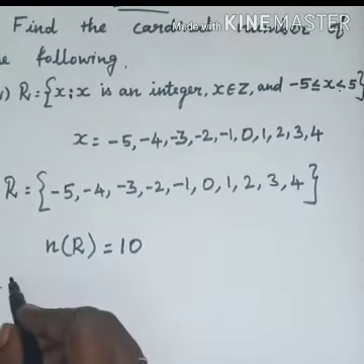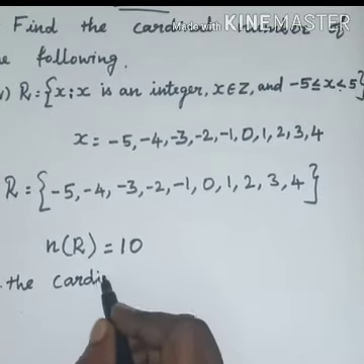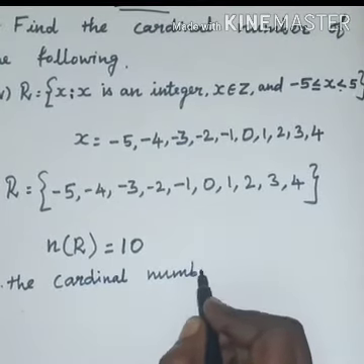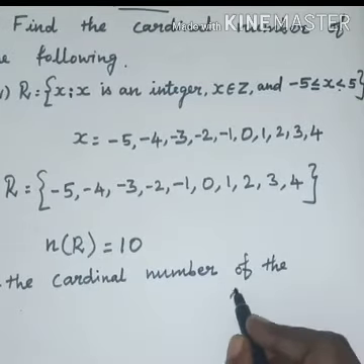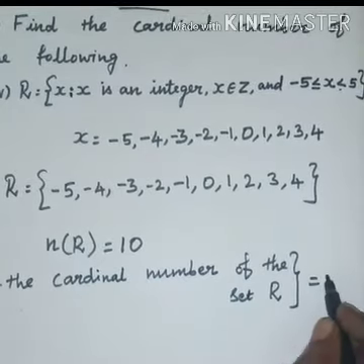Therefore the cardinal number of the set R is equal to 10.